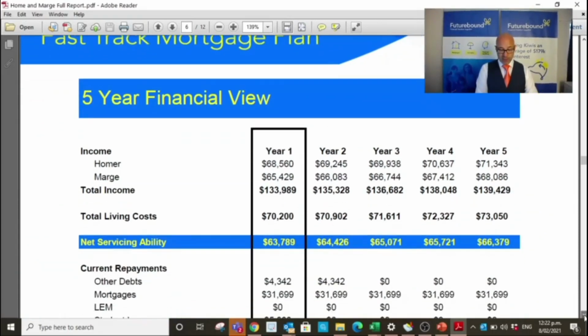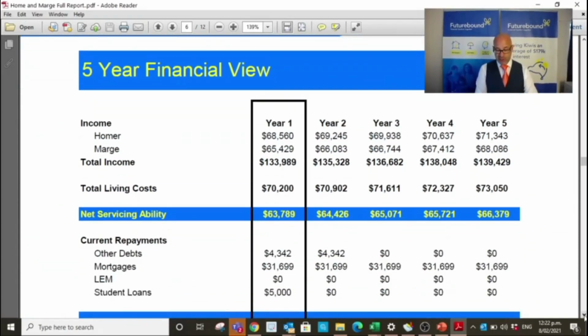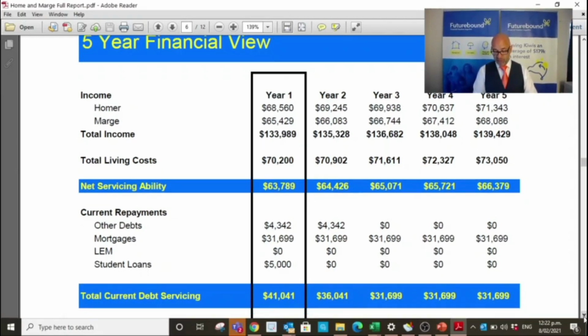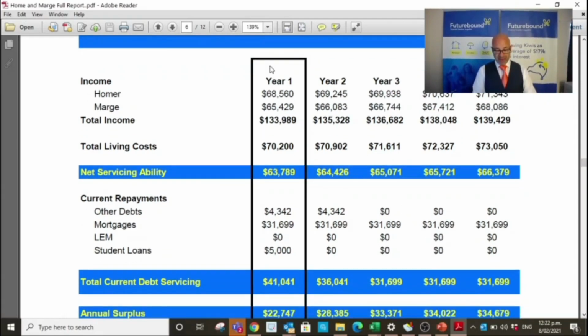So this page here is really important to understand. This is like a 5-year financial view or review of the situation. So you'll see here across the top, we've got year 1, 2, 3, 4, 5 across the top. And then we've got some vertical values. So if we just look inside the black box, which is year 1, this will be the easiest way for you to understand this page.